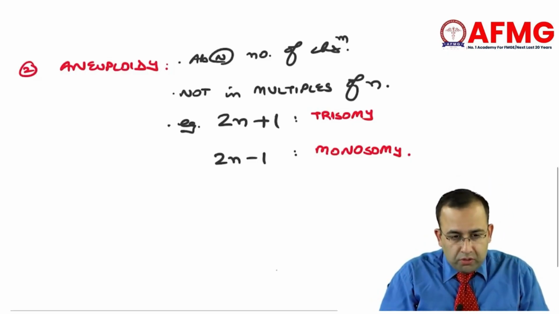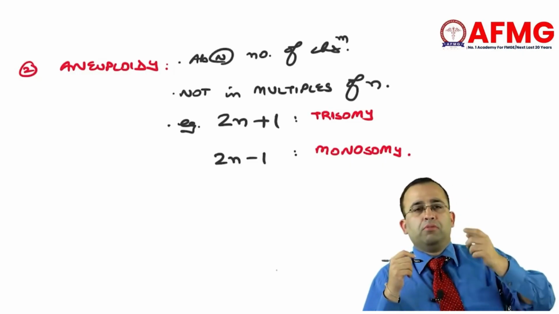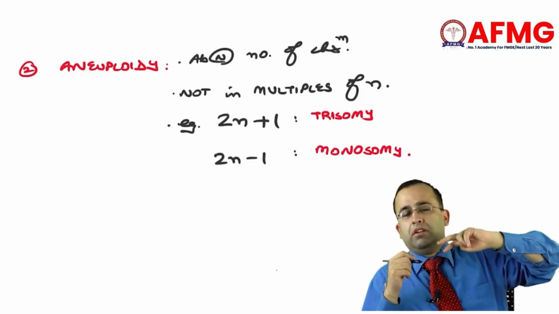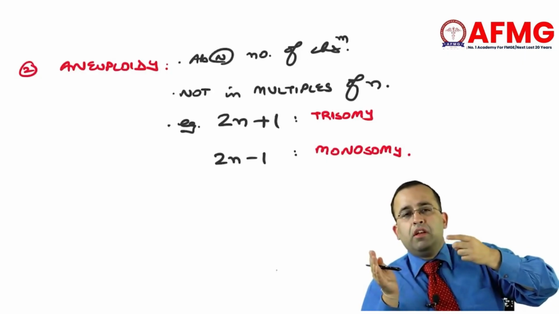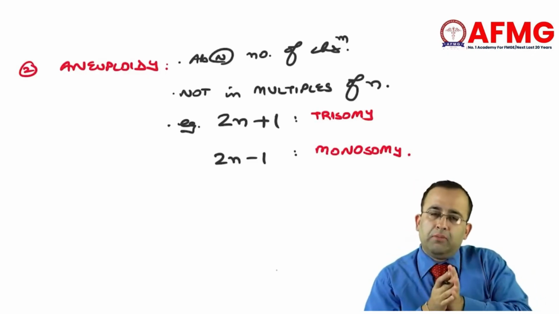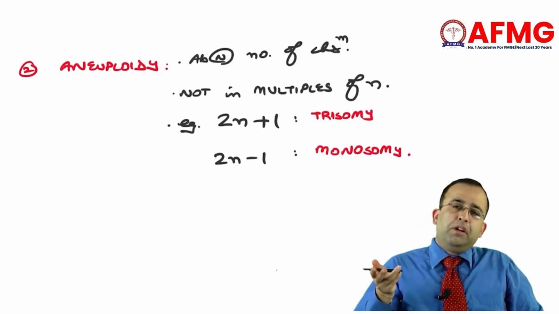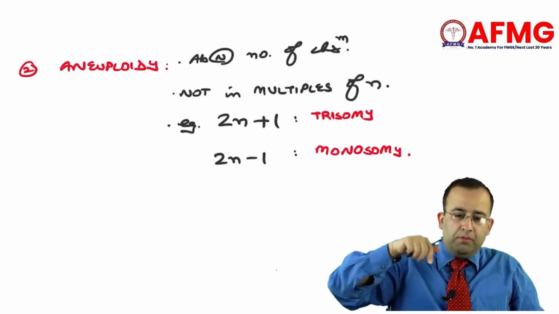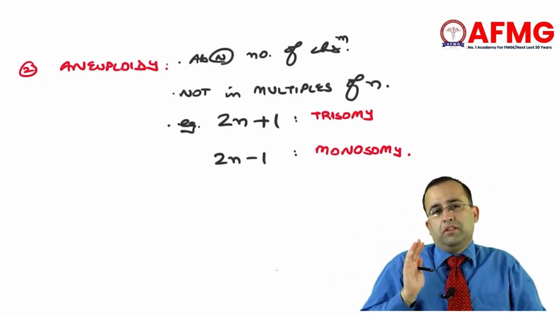So for chromosomal abnormalities in number of chromosomes, we saw two types: euploidy, which was abnormality in number in multiples of n, and aneuploidy, that is abnormal number of chromosomes not in multiples of n. Not in multiples of n means 2n plus 1 or minus 1. 2n plus 1 is trisomy, 2n minus 1 are the monosomies.